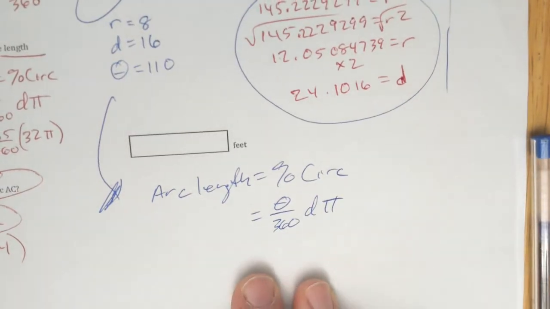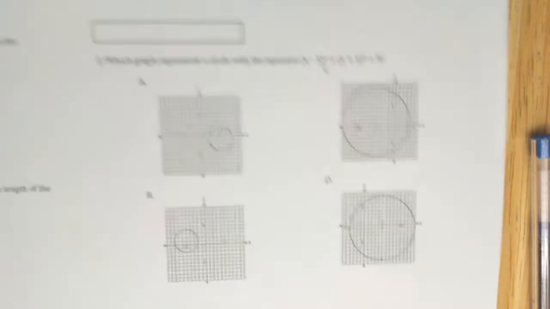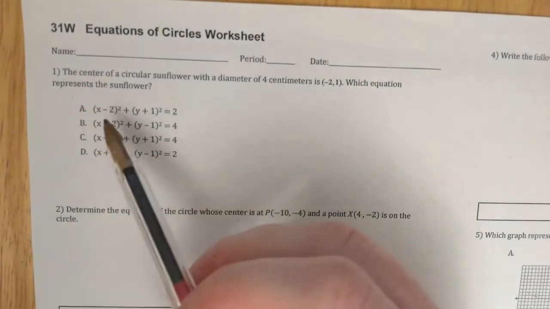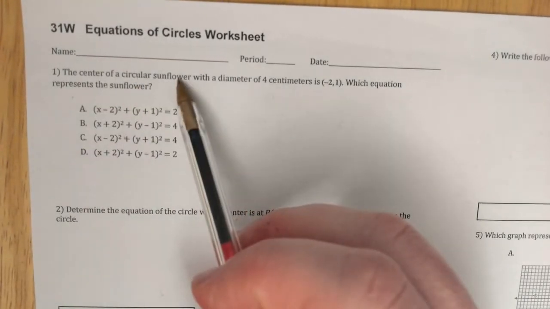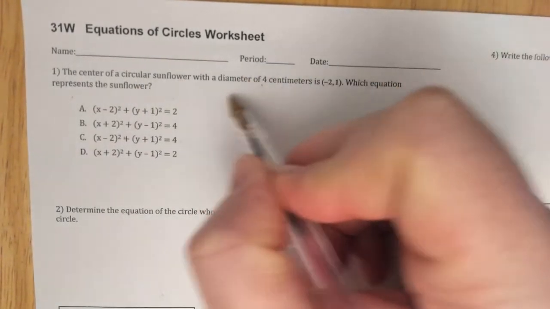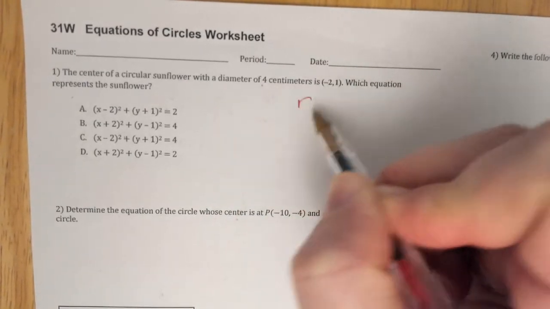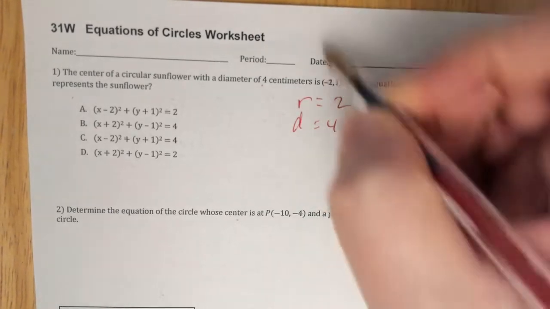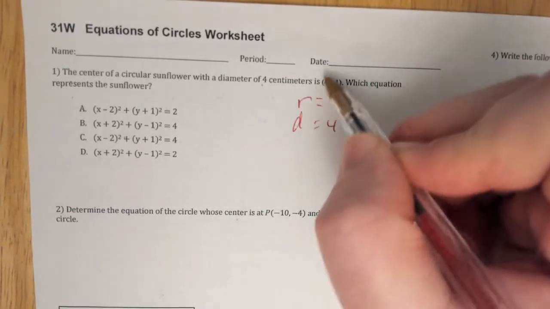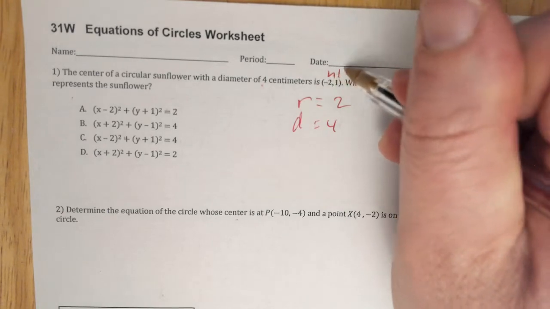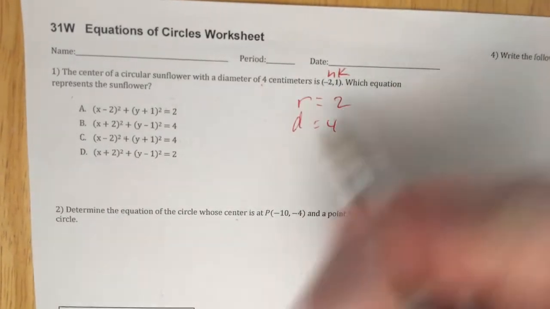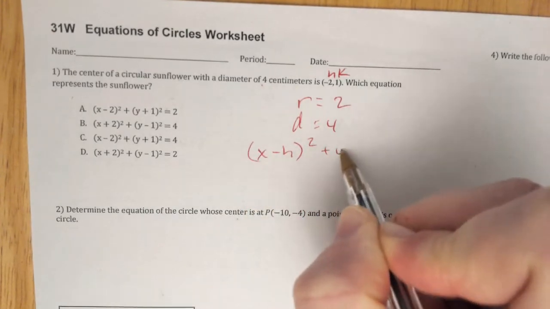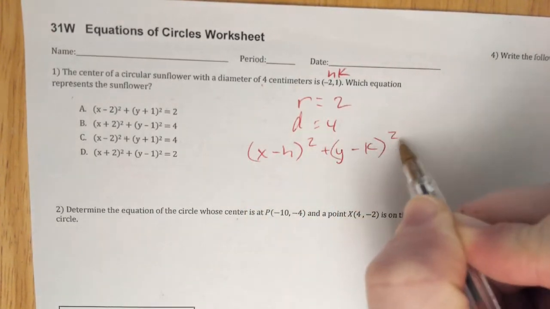Awesome. All right, let's do one more page, guys. All right, page 31. I love this one. This is good times. The center of a circular flower has a diameter of this. So radius and diameter, right? So if the diameter is 4, what's the radius? That would be 2. And they said that the center, that will be your H and your K, right? Okay, so with that information, x minus h squared plus y minus k squared equals r squared.